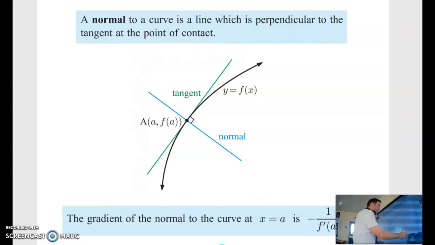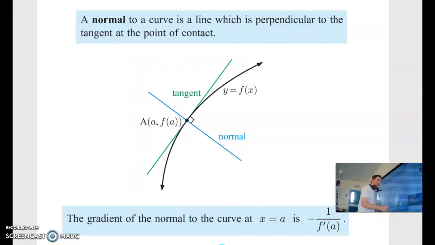Now, if we think back to our work on perpendicular lines from straight line graphs, the gradient of the normal is going to be the negative reciprocal of the gradient of the tangent. Okay, that's what this means here. Negative reciprocal, 1 over, and here we have the derivative at the point A. So that is the gradient at point A, or when x equals A, sorry.